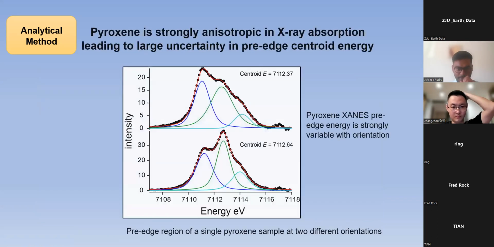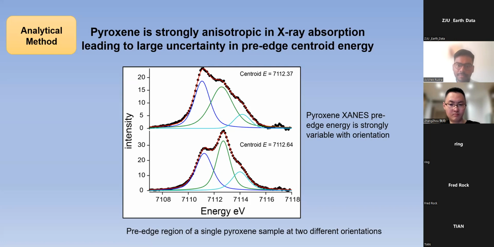But there is a problem, and that is that pyroxenes are anisotropic in X-ray absorption. Just like when you put a thin section of a pyroxene crystal under an optical microscope, you see it has birefringence and pleochroism. So it is a biaxial mineral. It is not a uniaxial mineral, and it is not a cubic system. It's a biaxial mineral. The absorption of the X-ray depends on the orientation of the pyroxene.